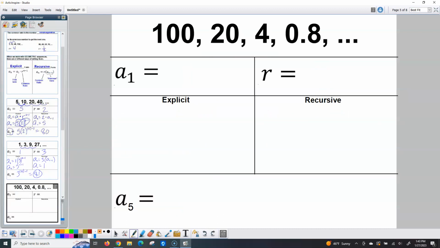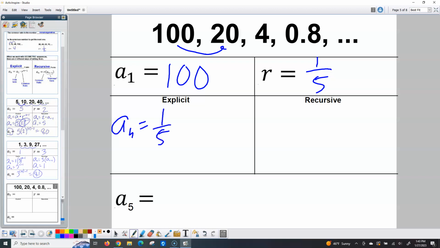This one I've got a first term of 100 and a ratio of, what am I multiplying by? Well, I'm dividing here. Dividing by 5. The way that you write that in terms of multiplication is you're multiplying by 1/5 each time. So the explicit form would be a sub n equals the first term, 100, times the ratio to the n minus 1 power.